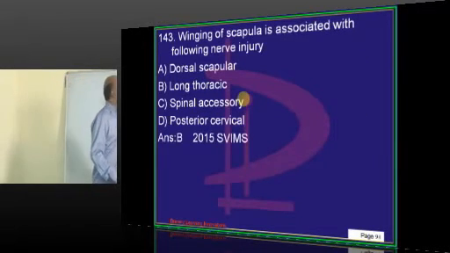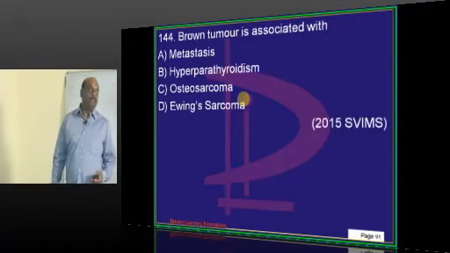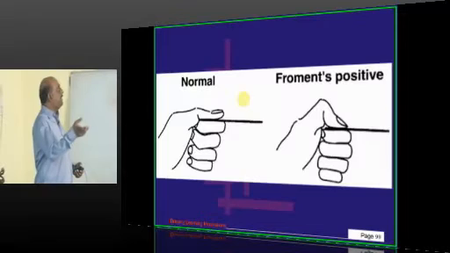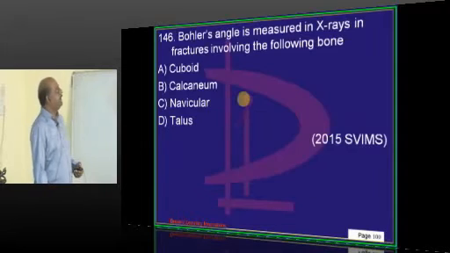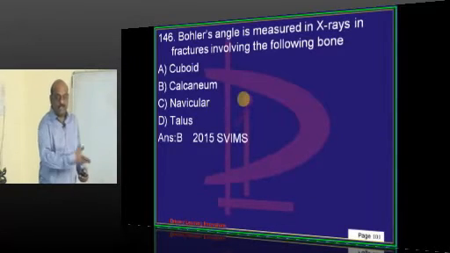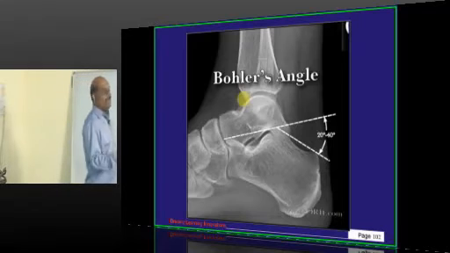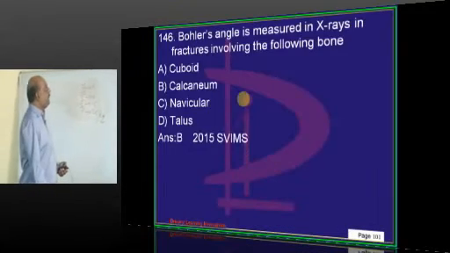Winging of scapula is long thoracic. Brown's tumor is hyperparathyroidism. Froment sign क्या होता है? Ulnar nerve. Bowler's angle, once more straight repeat, recently also Kerala PG, Maharashtra PG में आ गया. Bowler's angle is basically what? Calcaneal.